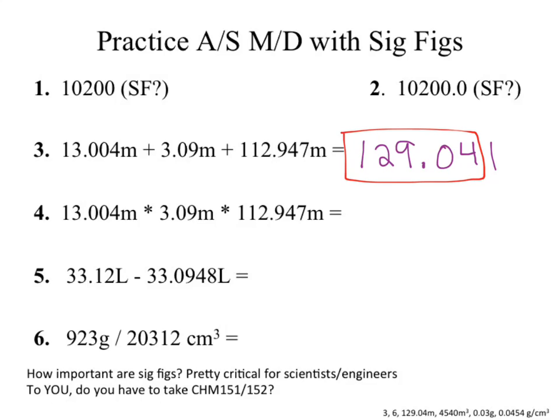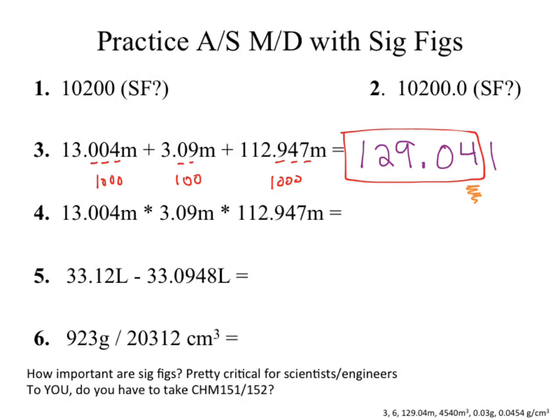Why 29.04? We're doing addition, so we use the least precise measurement. The first one goes out to the thousandths. The next one goes out to the hundredths. The next one goes out to the thousandths. Which one's the least precise? Hundredths, which means our answer needs to be reported to the hundredths.